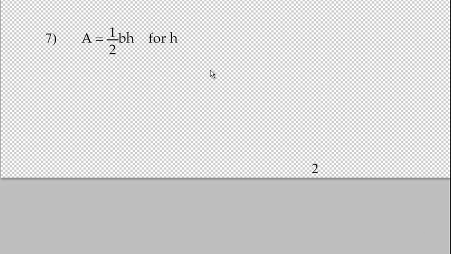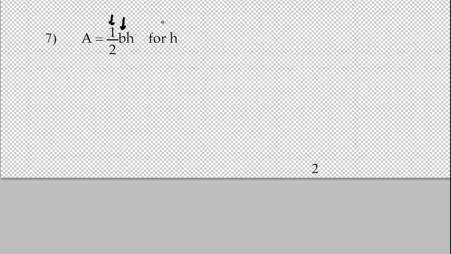Okay, onwards on solving for a specified variable. Looks like we're going to try to be finding out what h equals. So I need to find out what h equals, and here it is. Here's the h, right? So I need to get rid of this half, and I need to get rid of this b.